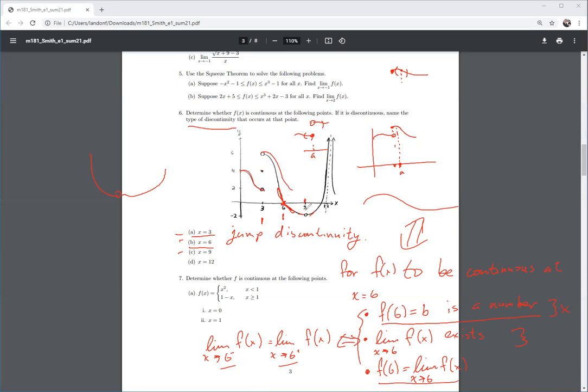Sometimes it can be tricky. I always got messed up on these when I first started doing them. But that's about it for that one. It's discontinuous. Oh yeah, that's right. We need to figure out what type of discontinuity you think this is.